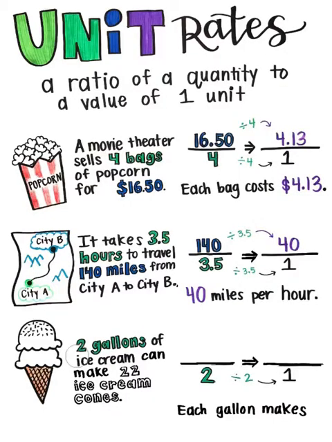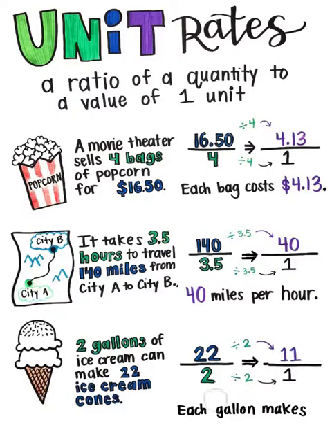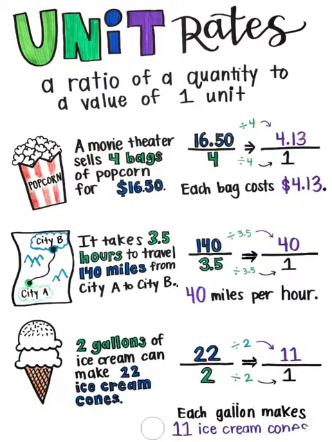I want to know how much for every 1 gallon, for each gallon. So 2 gallons of ice cream can make 22 ice cream cones. Now I can put the 22 ice cream cones on top. I divided by 2 on the bottom, so I'm going to divide by 2 on the top to keep an equivalent ratio. 22 divided by 2 is 11. These are my ice cream cones, so 11 ice cream cones for every 1 gallon. So each gallon makes 11 ice cream cones.